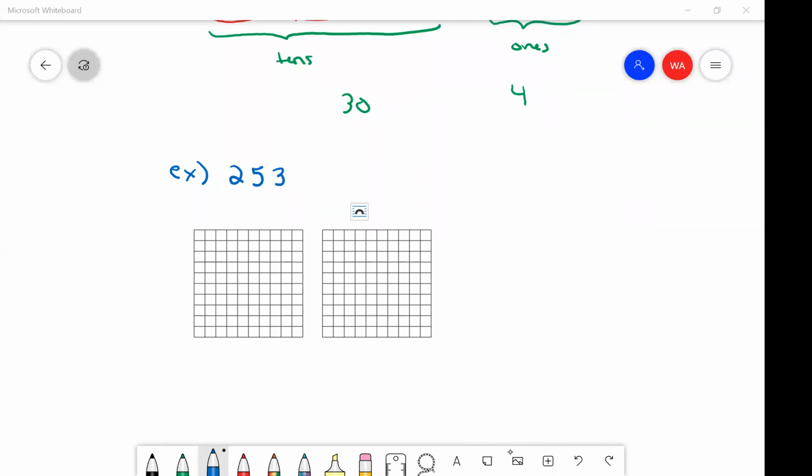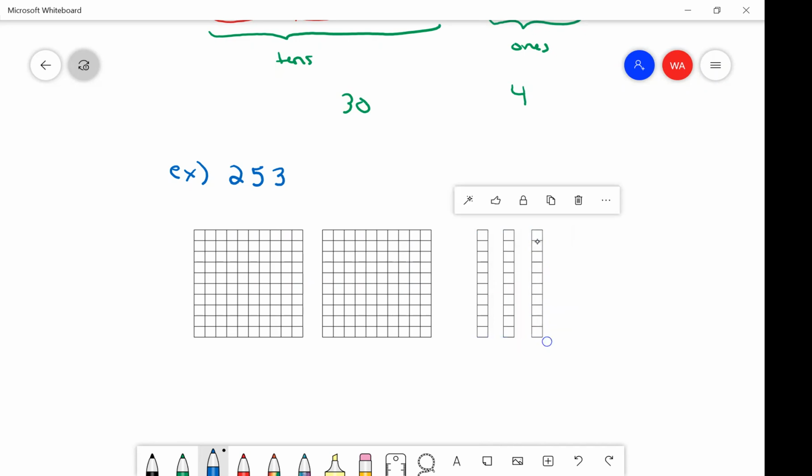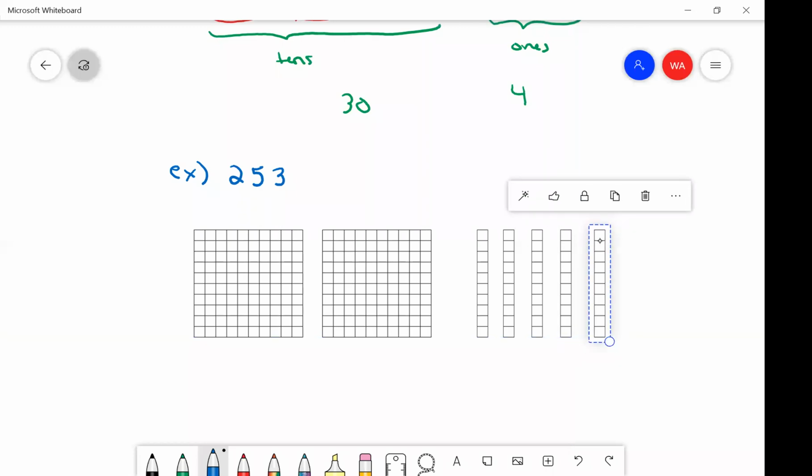Okay. And now I would need to do 5 of those. So 1, 2, 3, 4, and 5. And then to represent the single ones, I would need to grab those little squares, and I would need 3 of them.